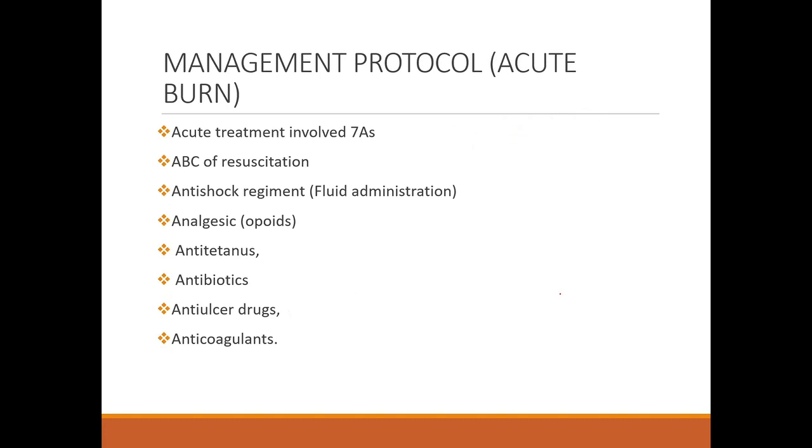Now, the management protocol for acute burns. Acute burn treatment involves 7 A's. The first A is the ABC of resuscitation, maintaining airway, breathing, circulation. The second A is anti-shock regimen, that is fluid administration. Third A is analgesics, you give opioids. Anti-tetanus, antibiotics, anti-ulcers, anticoagulants.